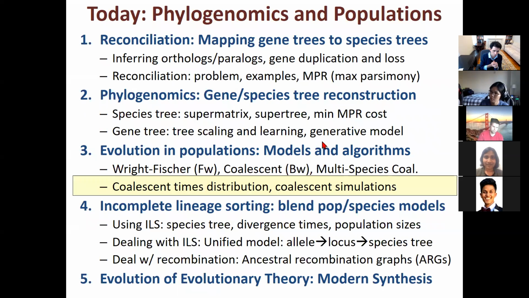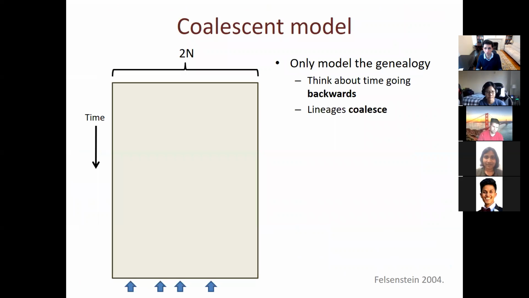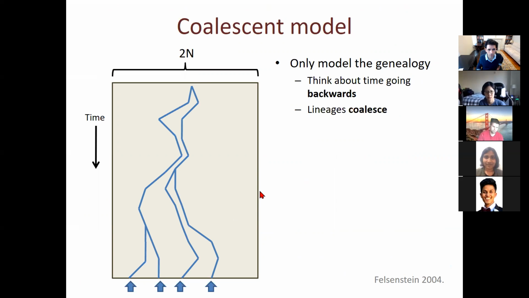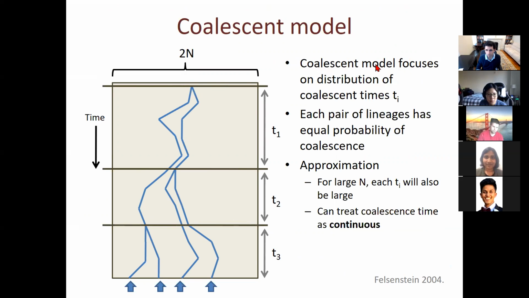All right, so we can now start using this coalescent model to ask what are the time distributions of these coalescent events, and how do we simulate coalescent events going backward in time. So we only need to now model the genealogy. We can think about time going backwards and lineages coalescing. So basically the question is, when do I get the first coalescence event? When do I get the second coalescence event? And when do I get the third coalescence event? So the coalescent model basically only focuses on the distribution of coalescence times, Ti, going back in time.